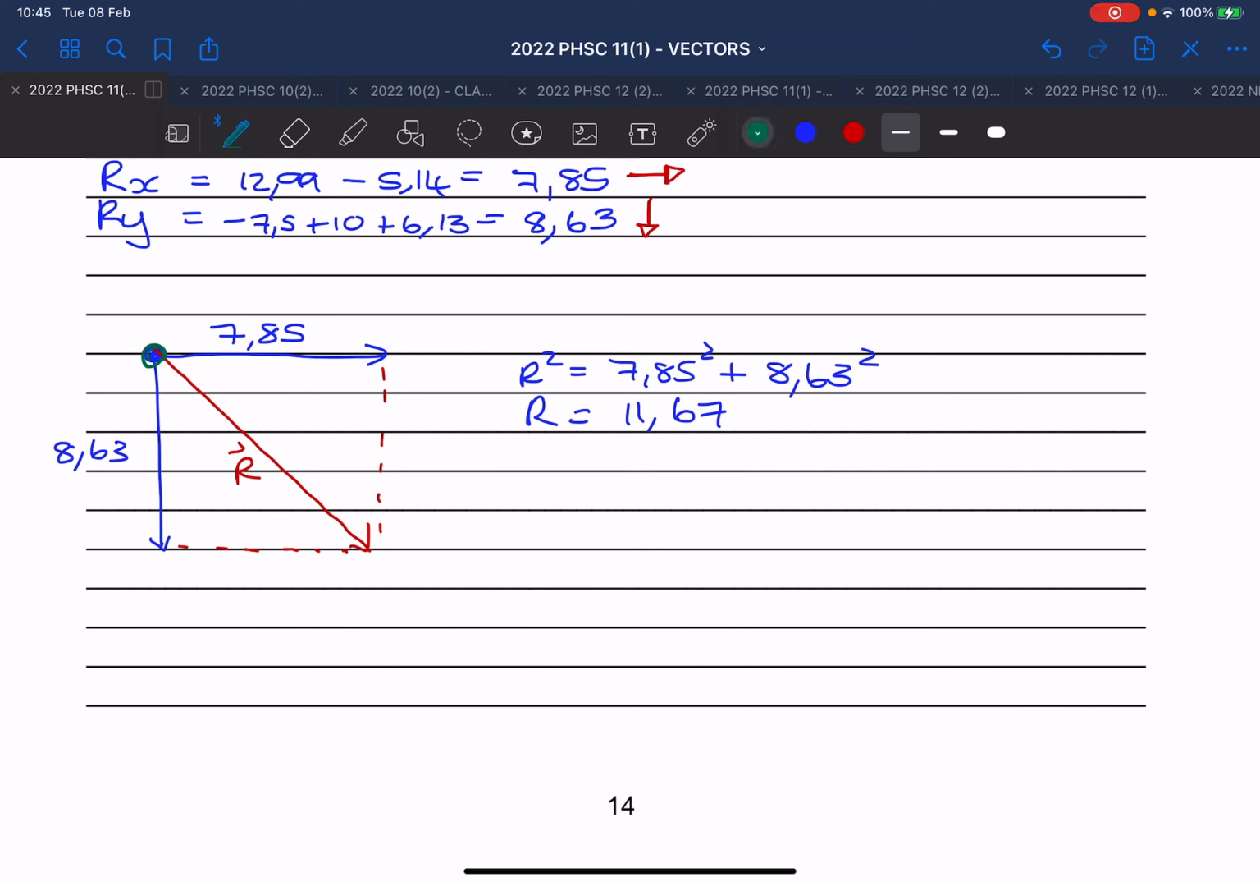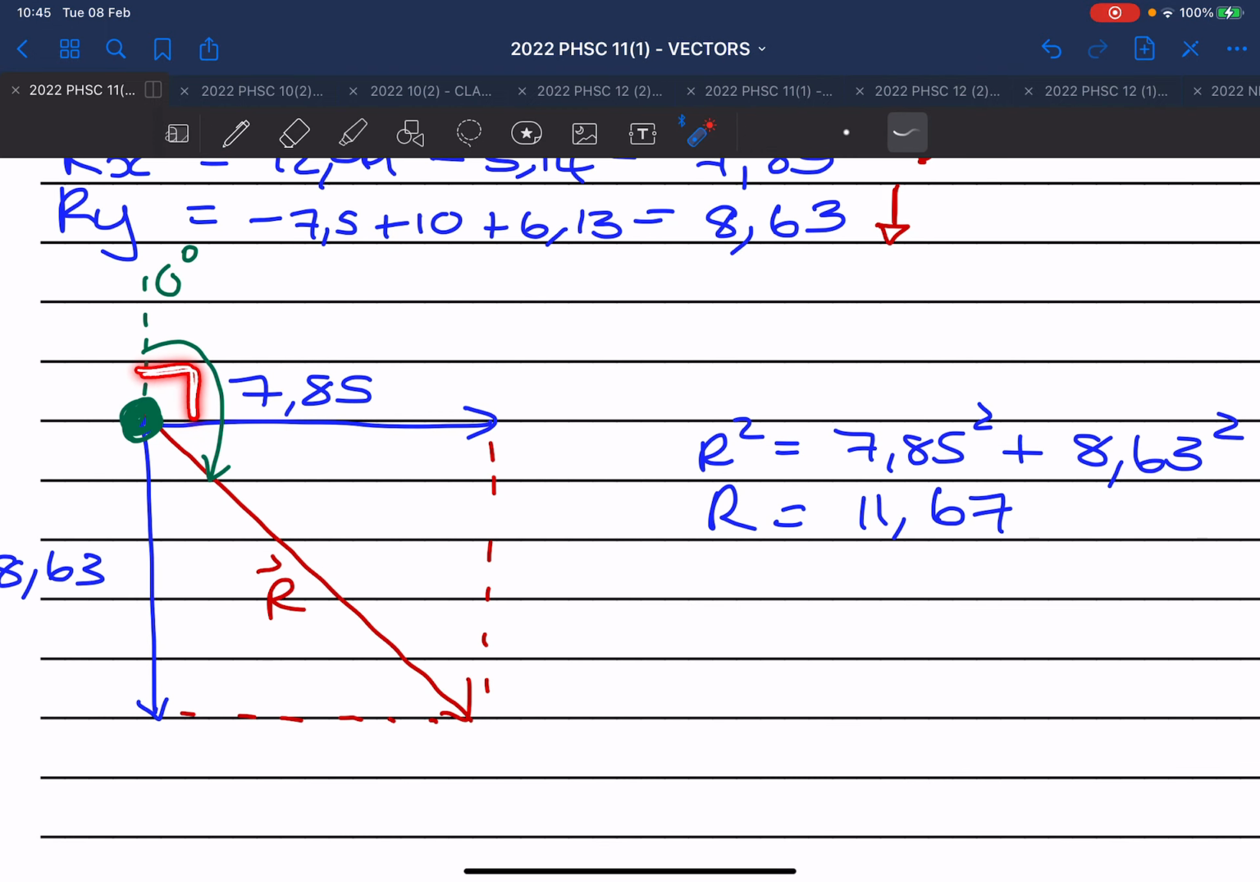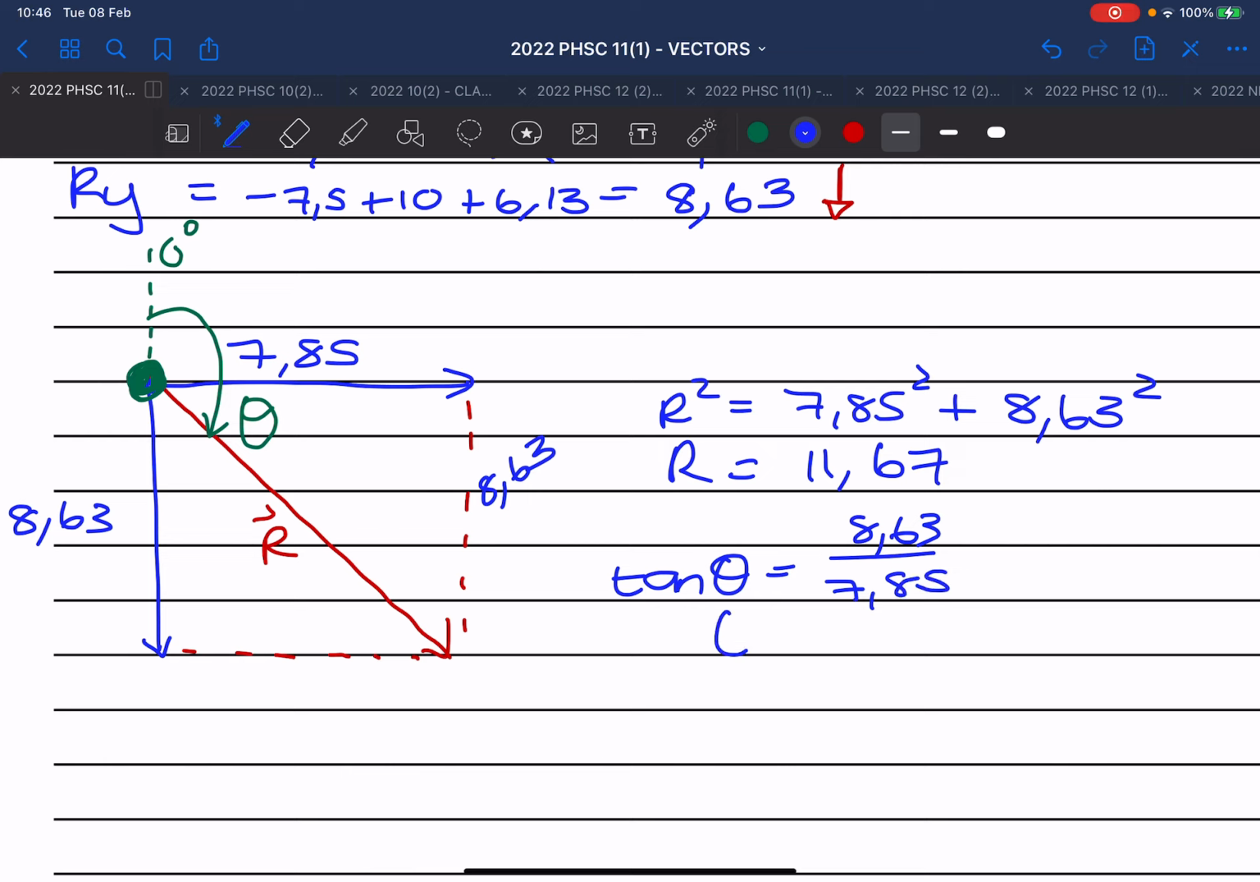All right, now we want the angle, the direction. We always take it from our starting point. There's our 0 degree line, and we want it clockwise from there. Now we know this is 90 degrees. So we're going to make this our theta, so that we can say 90 plus theta. We also know, since this is a parallelogram, that if this is 8.63, this is 8.63, because they must be the same size. So, Tawana, how will we get the angle theta? Tan. The tan of theta. Princess, are you on it?